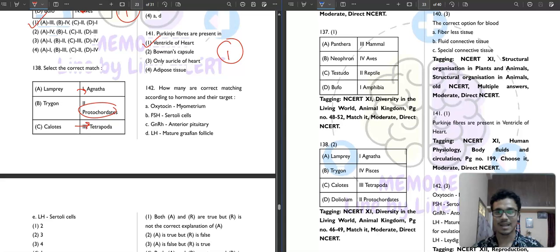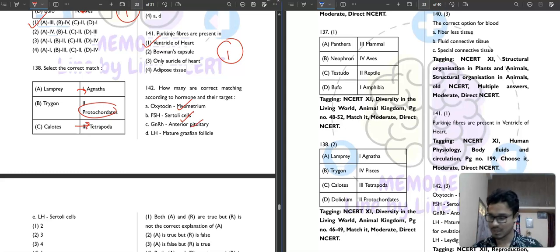So first is saying that oxytocin, is it correct? Myometrium of uterus. Yeah, it is correct. Then FSH, follicle stimulating hormone, Sertoli cell. It is also correct. GnRH, anterior pituitary, it is correct.